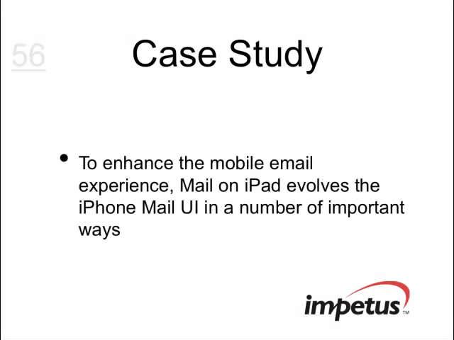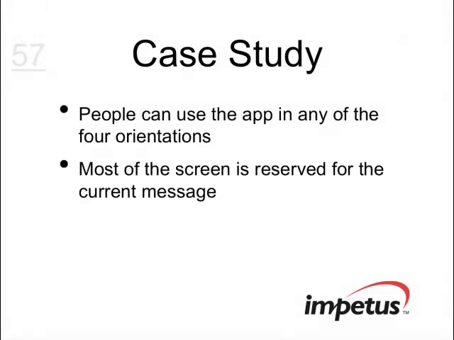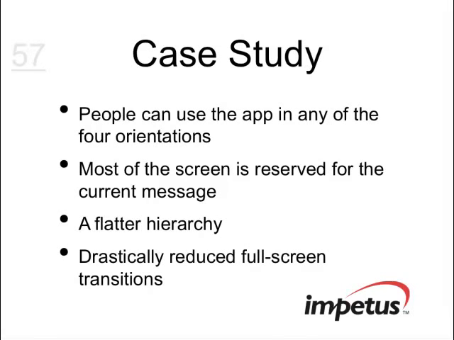So we're going to look at some of the important changes they made. People can use the app in any of 4 orientations. Most of the screen is reserved for the current message. There's a flatter hierarchy, and we know that customers have trouble understanding hierarchy. And we drastically reduced the full screen transitions.